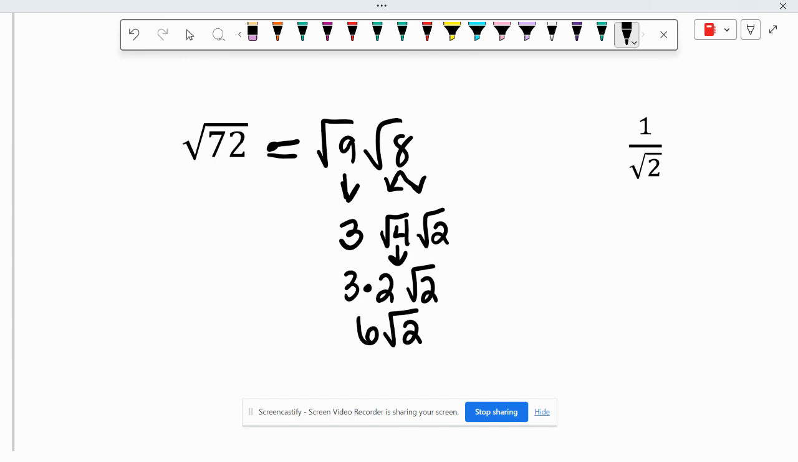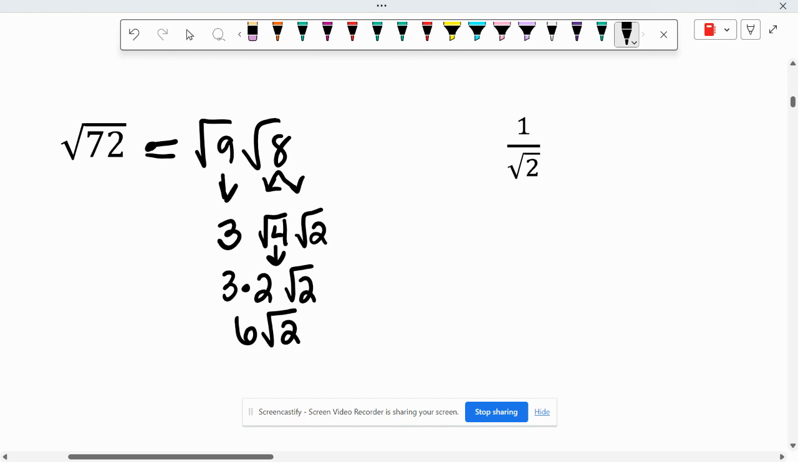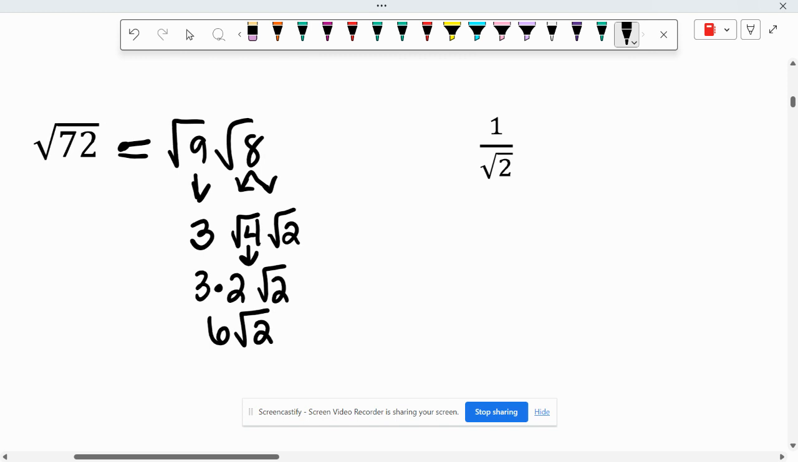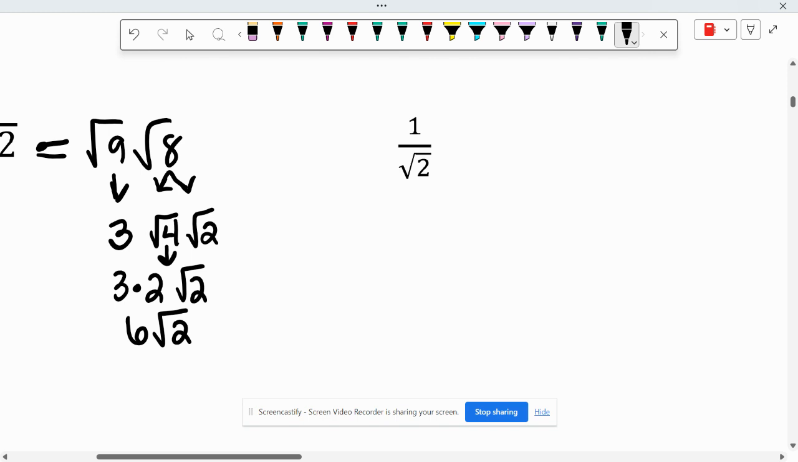What about 1 over the square root of 2? What's the problem with that? Yeah, we can't have that radical in the denominator. That's mathematically gross. How do I get rid of it? Yeah, we multiply by the denominator. We multiply by 1. All I'm doing is multiplying by 1.